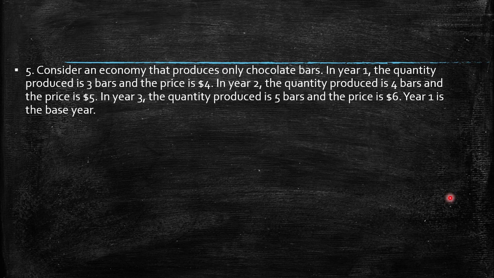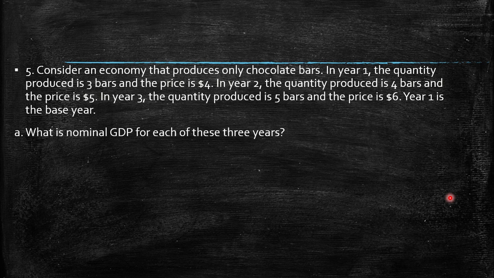And then 5. Consider an economy that produces only chocolate bars, and then in year 1 the quantity produced is 3 bars and the price is 4. In year 2 the quantity produced is 4 bars and the price is 5. In year 3, the quantity produced is 5 bars and the price is 6. Year 1 is the base year. So then, what is the nominal GDP for each of these 3 years?